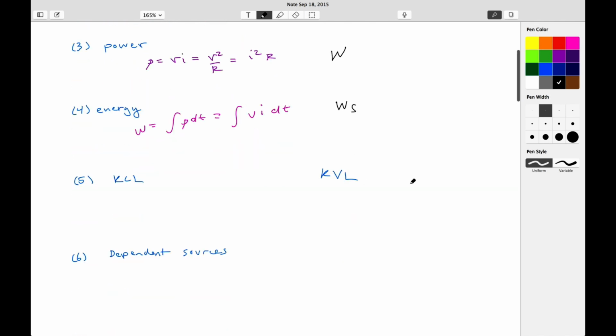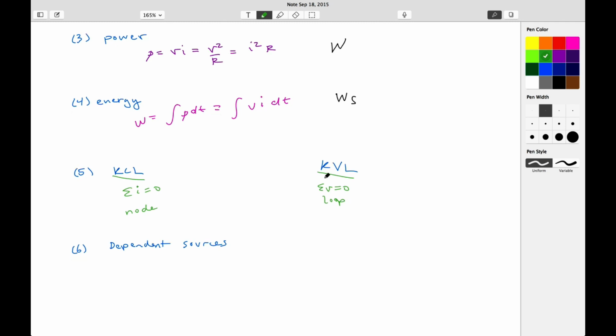All right, the next topic you should be aware of is either Kirchhoff's current law or Kirchhoff's voltage law. What does KCL tell us? Well, KCL tells us that the sum of currents at a node is equal to 0. That means the current in is equal to the current out. KVL tells us the sum of voltages equals 0 around a loop. So these are things that we need to remember.